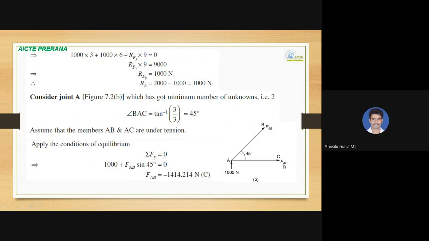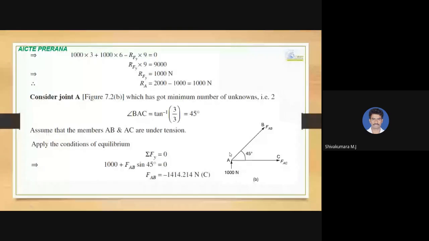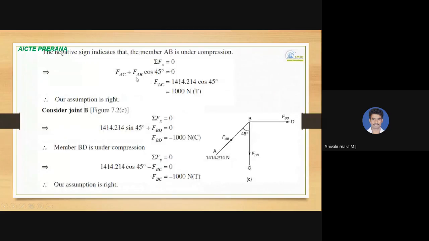And then we need to determine FAC also. The other condition of equilibrium, that is summation of Fx equal to 0, I'm applying now. So horizontally towards right, FAC plus, and then the horizontal component of FAB is also towards right, that is FAB cos 45. So FAC plus FAB cos 45 equal to 0. FAC equal to 1414.214 cos 45. So that you will get plus 1000 Newton. So our assumption is correct.